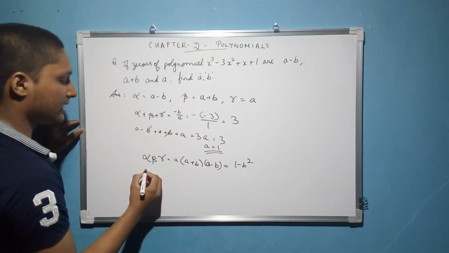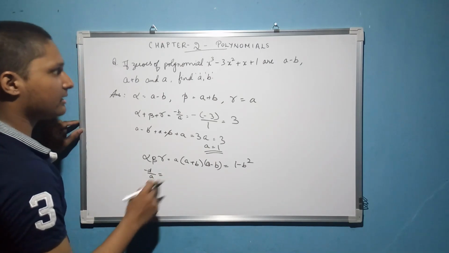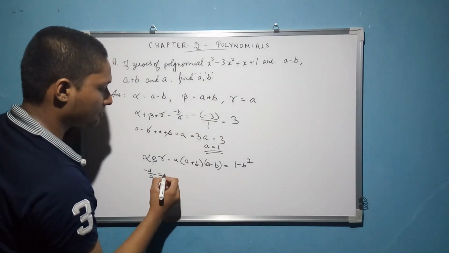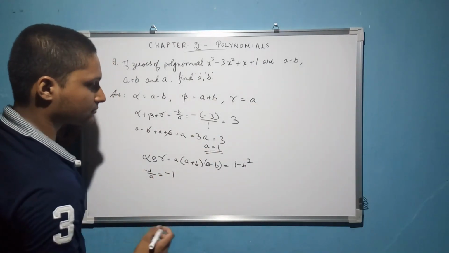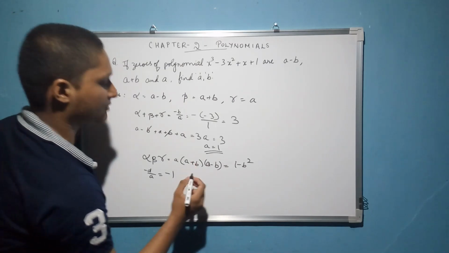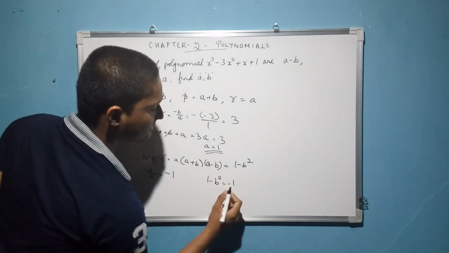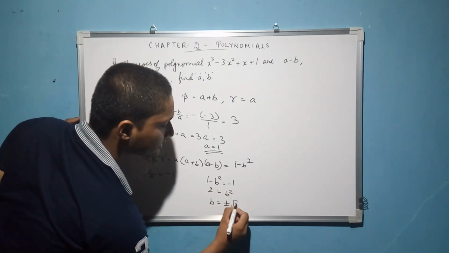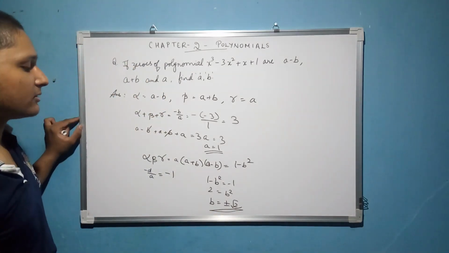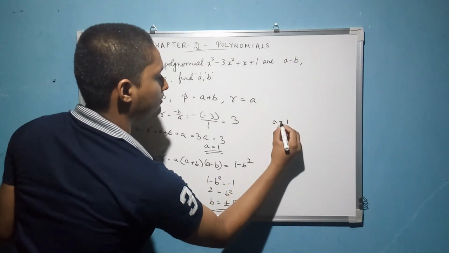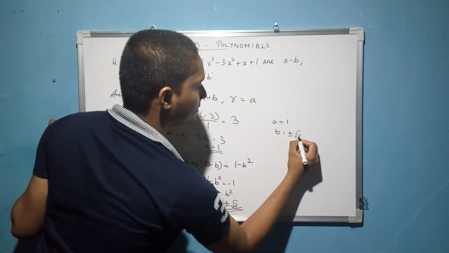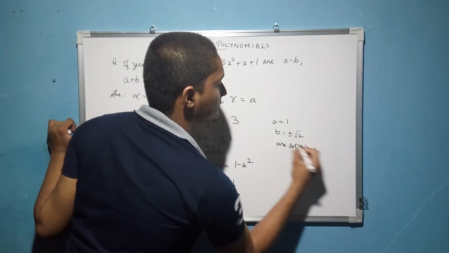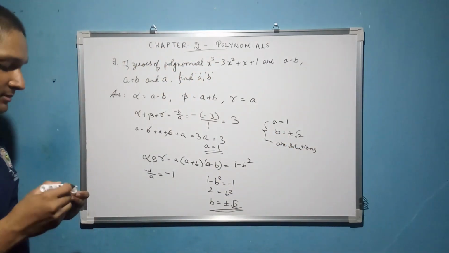What is minus d by a? Minus d by a in terms of this, not the required a. So now what is minus d by a is minus 1. So 1 minus b square comes to be minus 1. 1 minus b square is equal to minus 1. Taking minus 1 this side, 2 is equal to b square. B is equal to plus or minus root 2. Okay, so therefore a is equal to 1 and b is equal to plus or minus root 2 are the solutions. They are the solutions for the given polynomial.